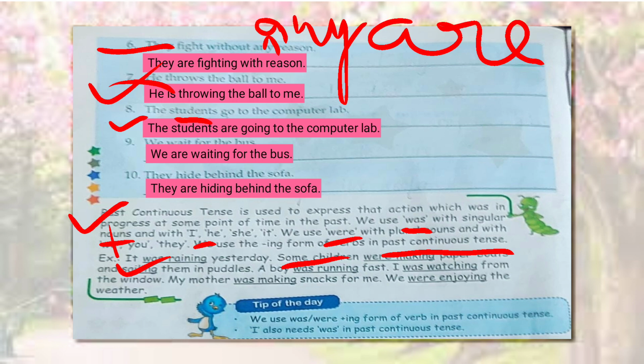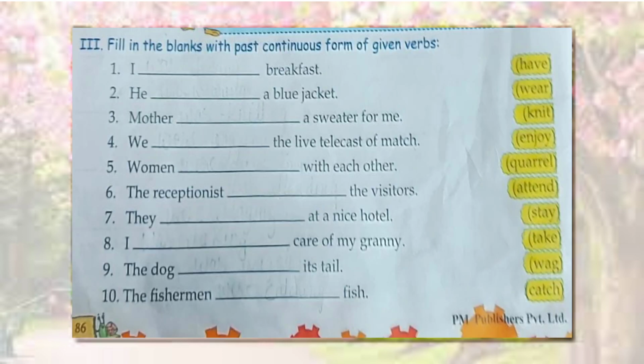Run, we will add the ing form, so run becomes running. I was watching from the window. My mother was making snacks for me. We were enjoying the weather. Alright. Fill in the blanks with the past continuous form of the given verbs.